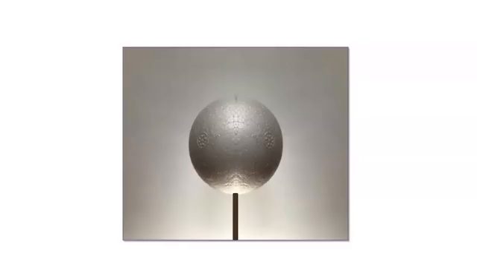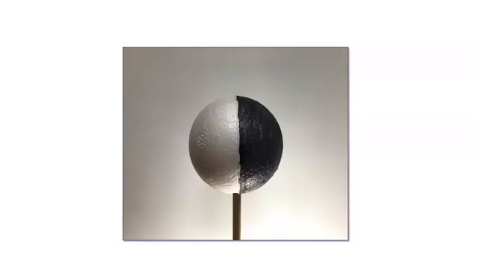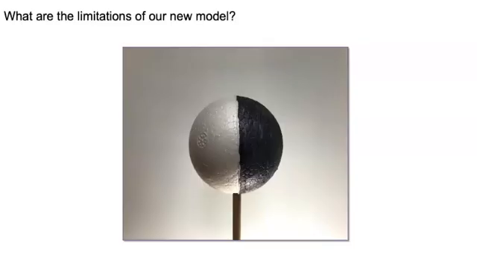In fact, why don't we change our space view model so that we can make it even easier to see the moon's lit and dark halves? We can do this by coloring half of the ball representing the moon black. This half will represent the side of the moon that's not illuminated by the sun. Coloring half the moon will make it easier to see the moon's lit half. But like most models, our model isn't perfect. What are the limitations of our new model? Well, the real moon isn't actually colored half black, is it?